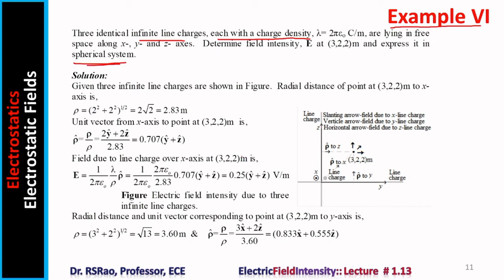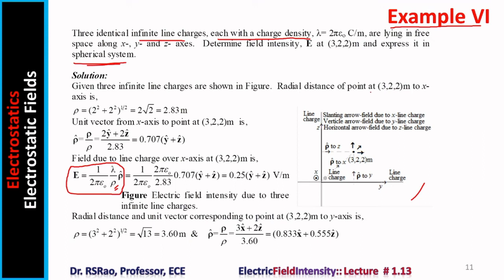Field intensity due to an infinite straight line charge is given by this formula. Notice it is in the cylindrical system, so it can be used only with data that is in cylindrical. Given three infinite line charges, they are shown here. One is along the x-axis, another along the y-axis, another along the z-axis.